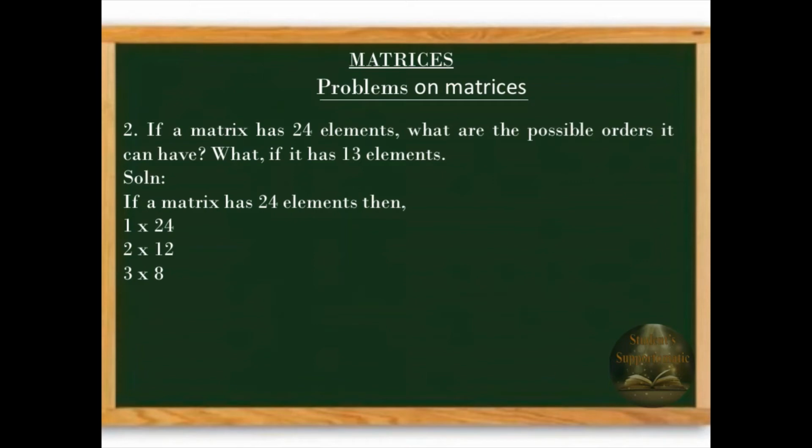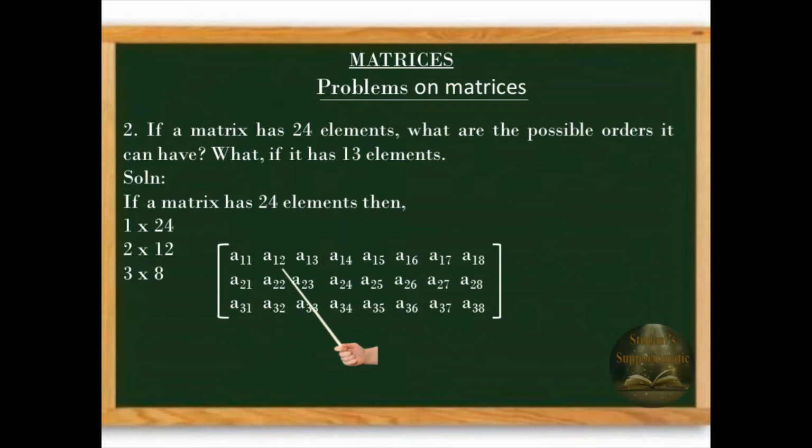3 by 8, that is 3 eights are 24. So it means the 24 elements are arranged in 3 rows and 8 columns. That is, each row has 8 elements: A11 to A18, A21 to A28, A31 to A38. Okay, so we will see the next possibility.